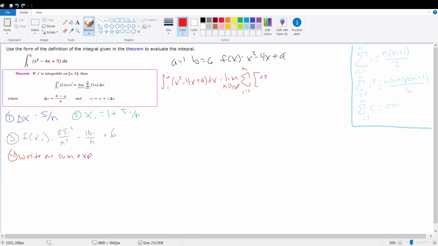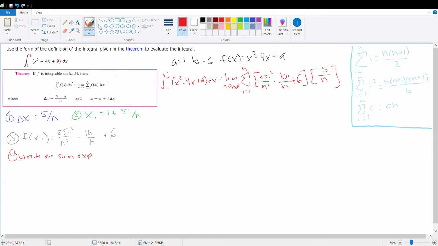We got 25i squared over n squared minus 10i over n, and then plus 6, and times delta x, which we found as 5 over n.